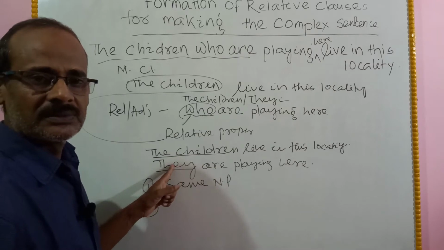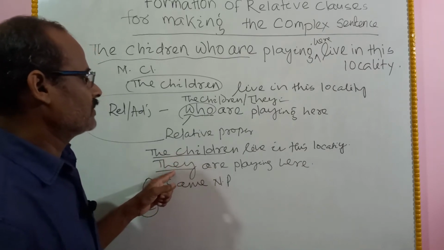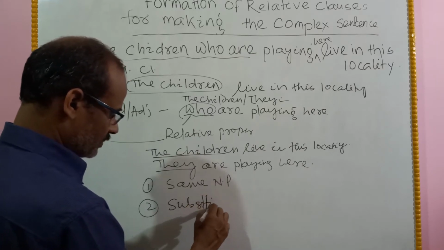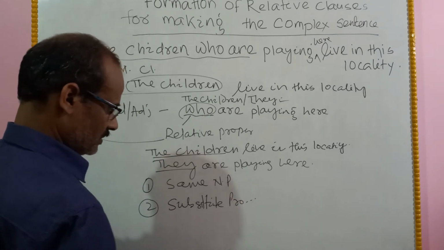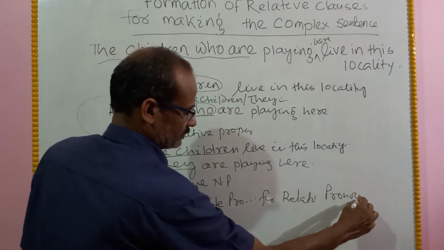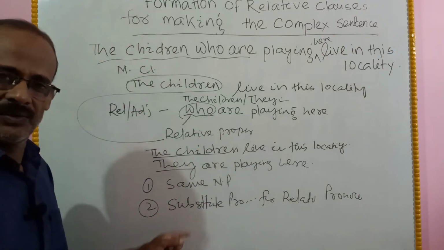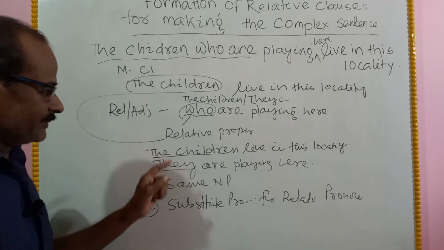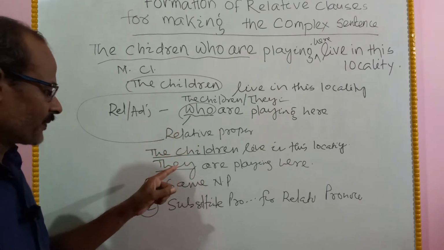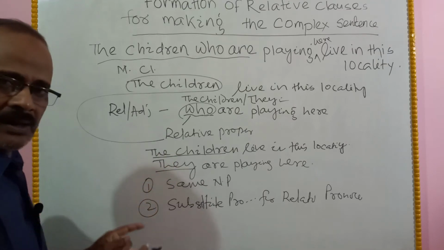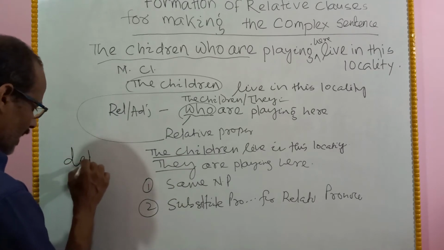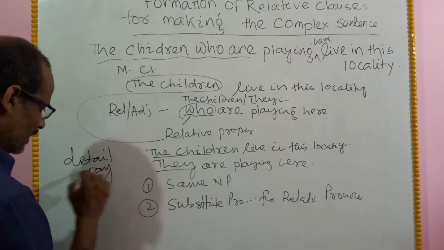So the pronoun was changed to who, or substitute the pronoun for a relative pronoun. This is the way we can make a relative clause for the complex sentence. Now we discuss clearly. Now we discuss in a detailed way. We discuss how we form. We discuss it in detail.